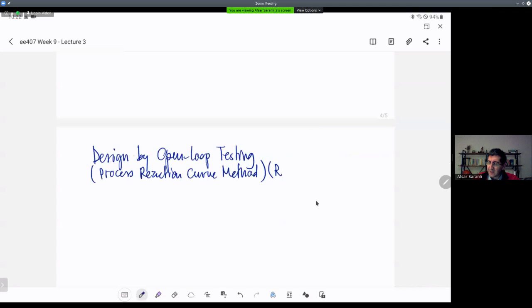So this design by open loop testing is, as I said, based on a step response of the plant. That's why it's also called process reaction curve method. Reaction curve is the step response of the plant. Okay? Sometimes also known as the recipe-based approach, which is also a strange name, but it is some kind of an industry name for it. That is because previously derived tables are used for the design.